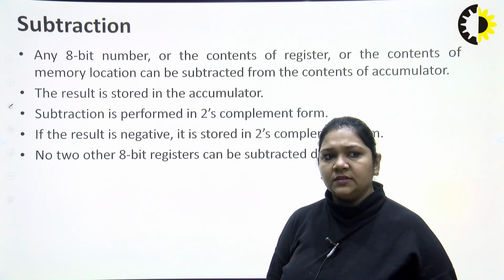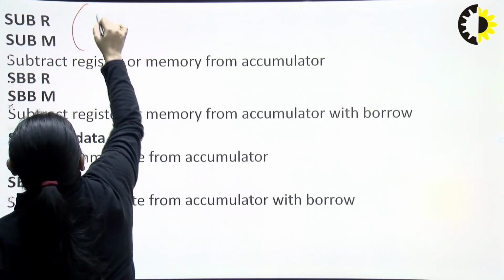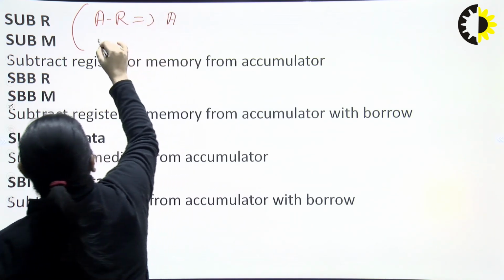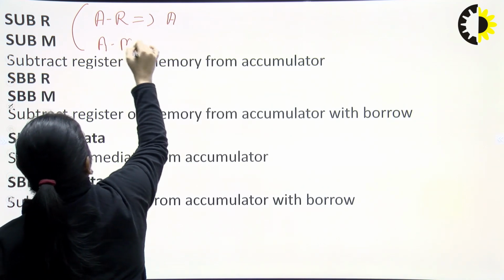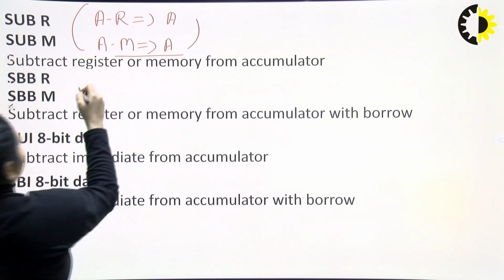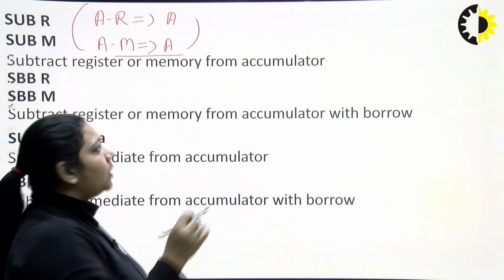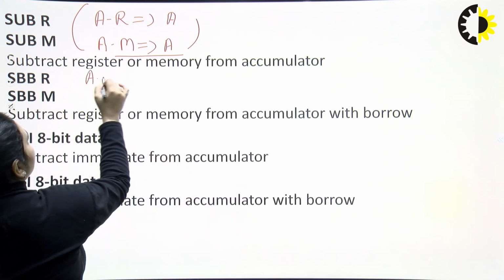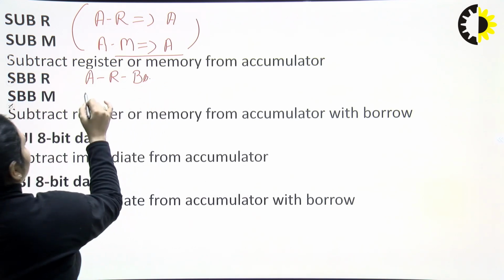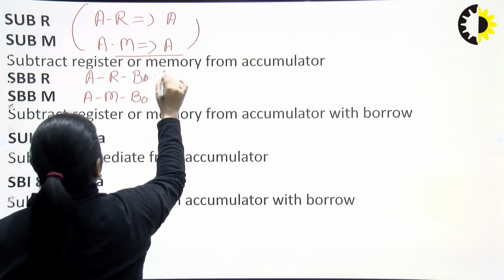In subtraction, similarly, it is also between the accumulator and some other register. So A minus R and the result is stored in the accumulator. This will be A minus M, and the result is stored in the accumulator. SBB is subtract with borrow. Now what will happen? Accumulator will be subtracting the register with the borrow also. Here accumulator will be subtracting memory and the borrow also. These 2 things will be subtracted.